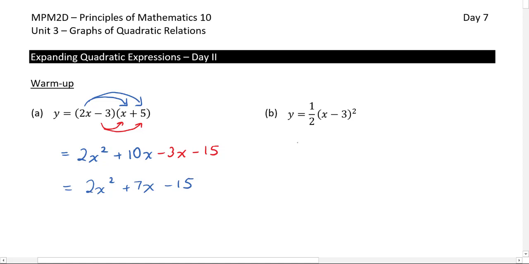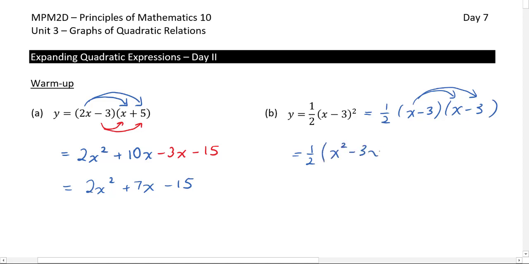For example B, remember this is the same thing as 1/2 times x minus 3 times x minus 3. So we're going to take the x, multiply it by x, and then multiply it by negative 3. Remember, it's easier to start with the brackets before you multiply by the fraction. So we get x squared minus 3x. Then we multiply the negative 3 by the x and the negative 3 by the negative 3. So we get negative 3x plus 9.